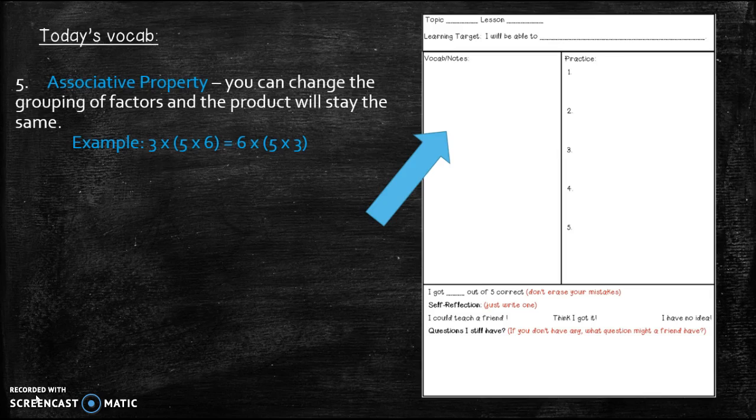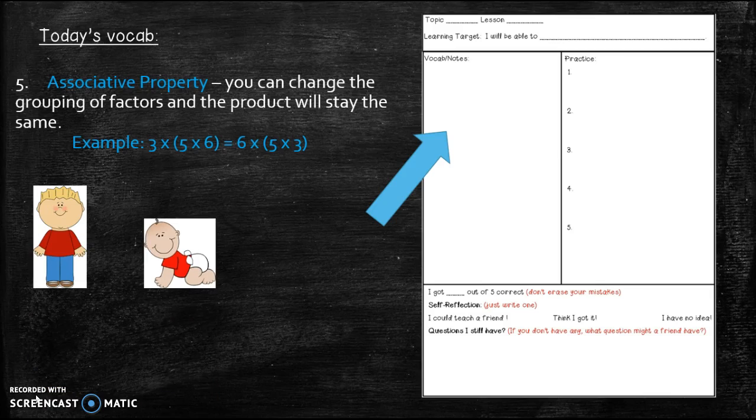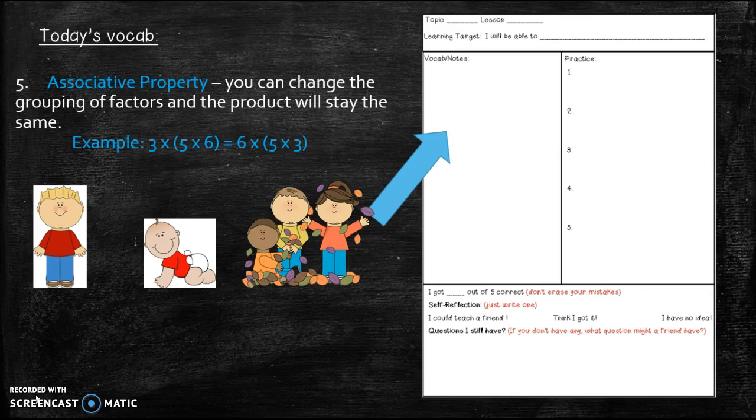Associative property is a little bit tricky to remember too. This means that you can change the grouping of factors and the product will stay the same. There's a math example there, but let me show you what I think of when I think of associative property. So here we have a bunch of friends. So we have a boy and a baby and a group, okay? So they are going to associate with each other, which means they're going to hang out together, okay?